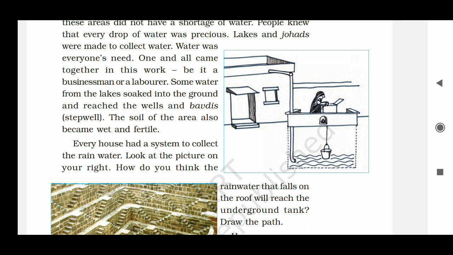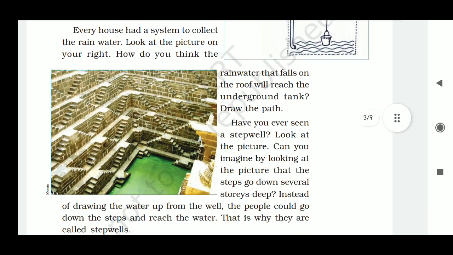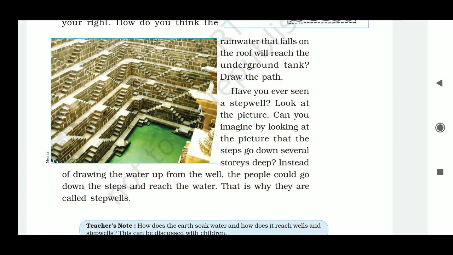How do you think the rainwater that falls on the roof will reach the underground tank? Draw the path. So the picture given here is regarding storage of rainwater, which is also called rainwater harvesting.